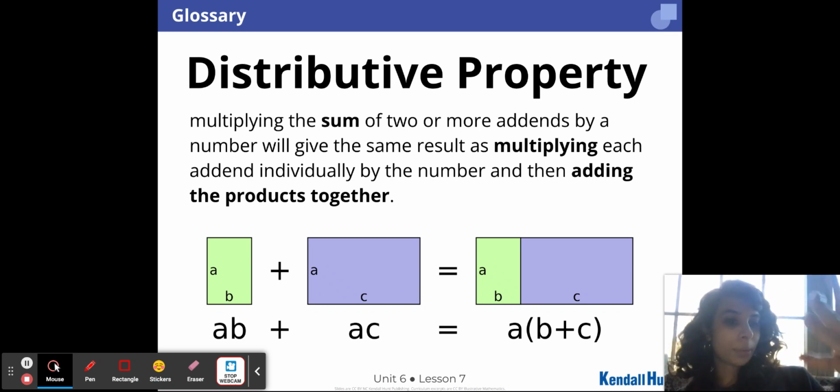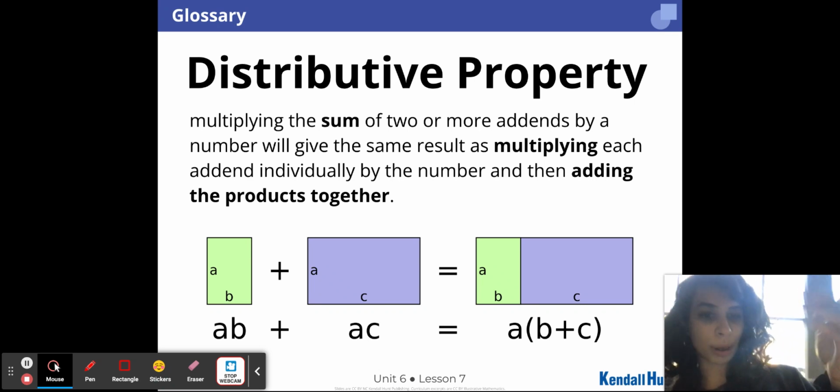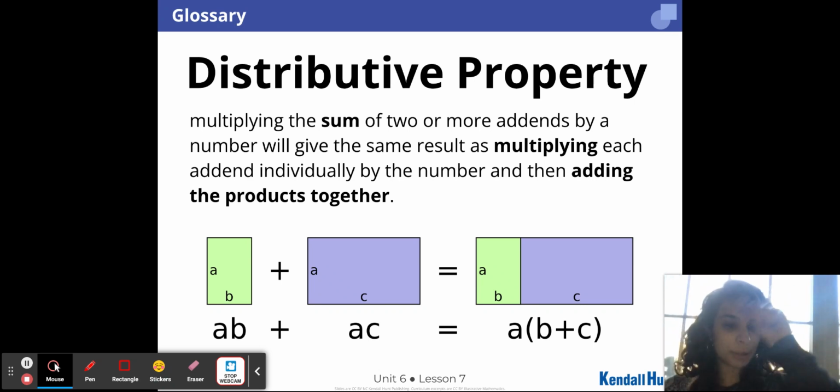And so we have our options. So you can either do a times b plus a times c, or b plus c first and then multiply it by a. And so that is our distributive property, right? Think about the arrows that we used to draw, right? A times b, a times c.